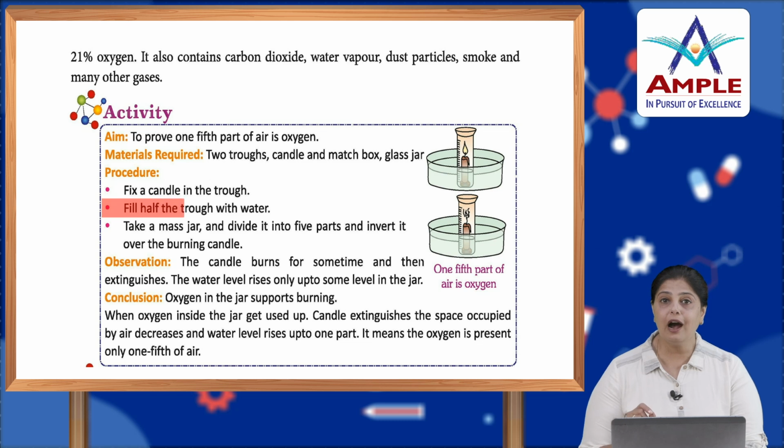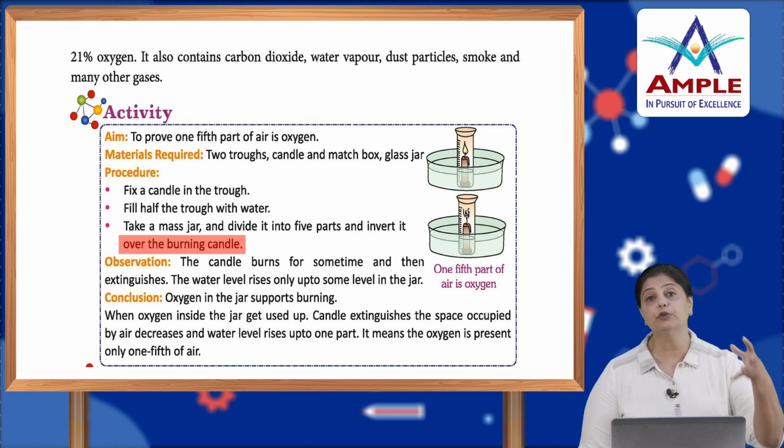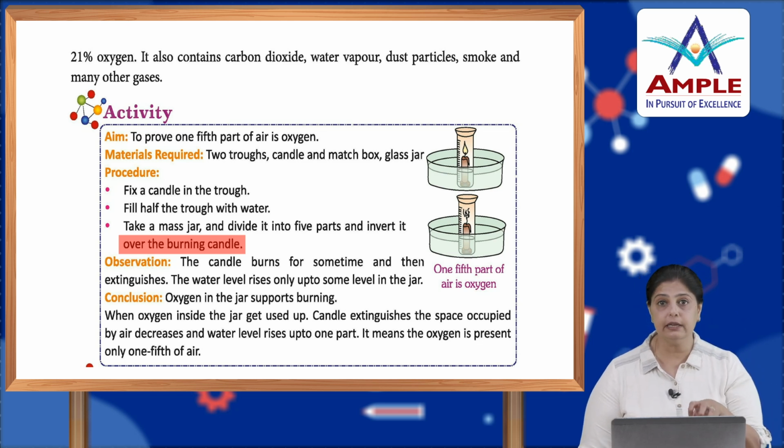Now, fill half the trough with water. Take a mass jar and divide it into 5 parts and invert it over the burning candle. That means you put it on top of the burning candle.